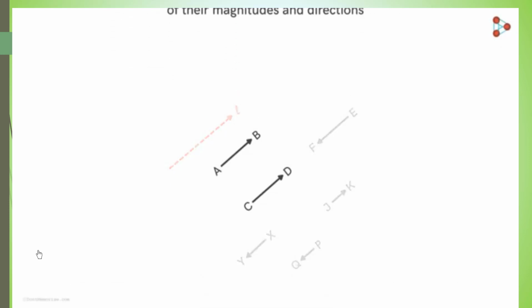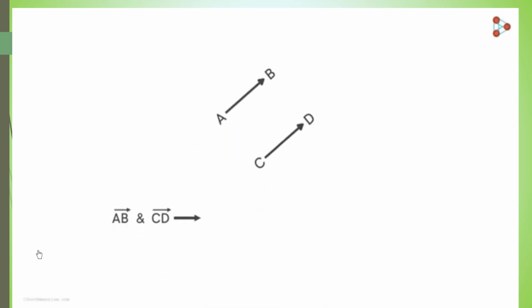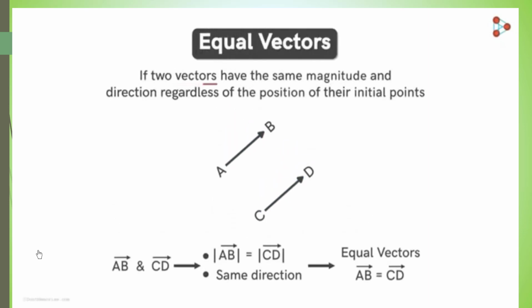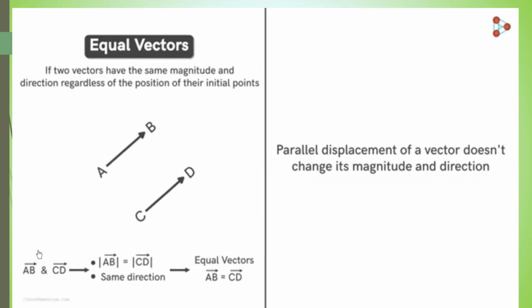If we have two vectors which are equal in magnitude and their direction is the same, such vectors are known as equal vectors. Same magnitude and same direction, these are called equal vectors. Their starting position is not important. It doesn't matter what their initial point is. Irrespective of their initial point, we say that these two vectors are equal. Their initial points are different, A and C, but still these are equal vectors.